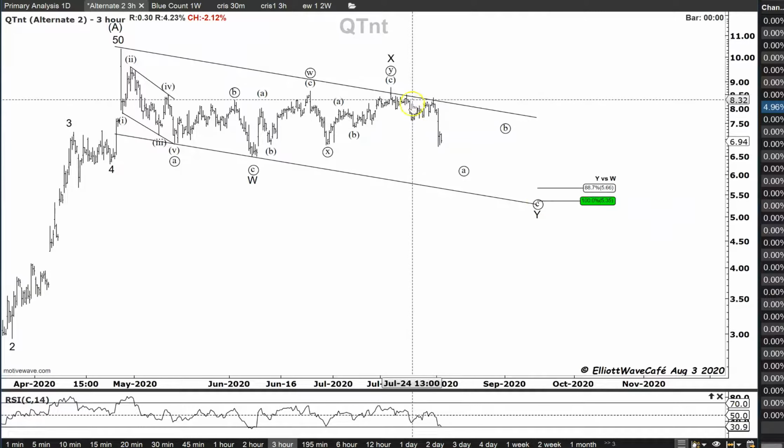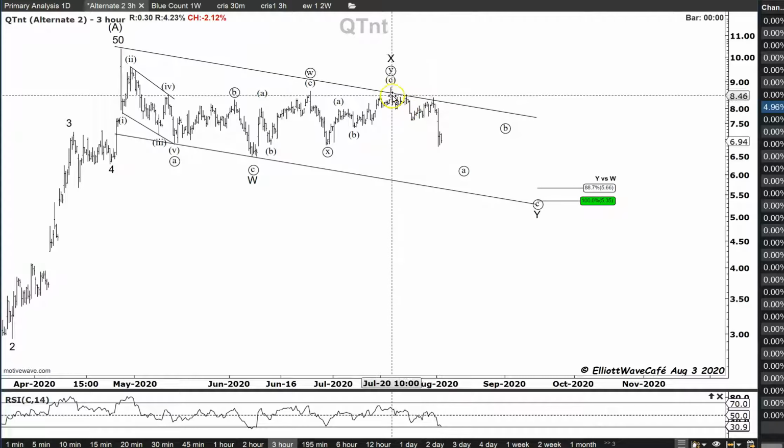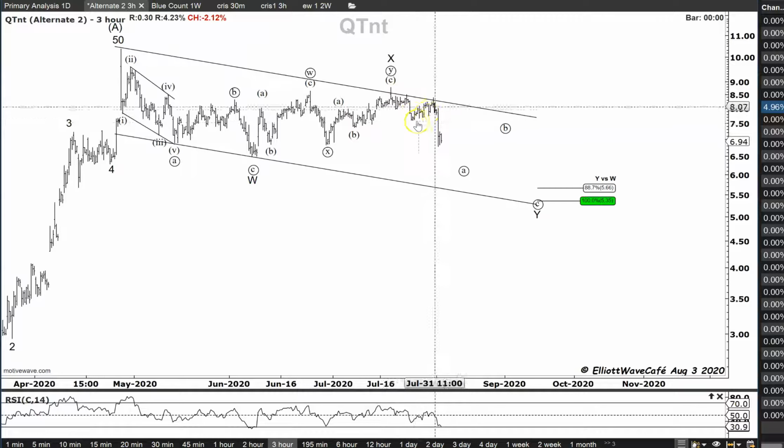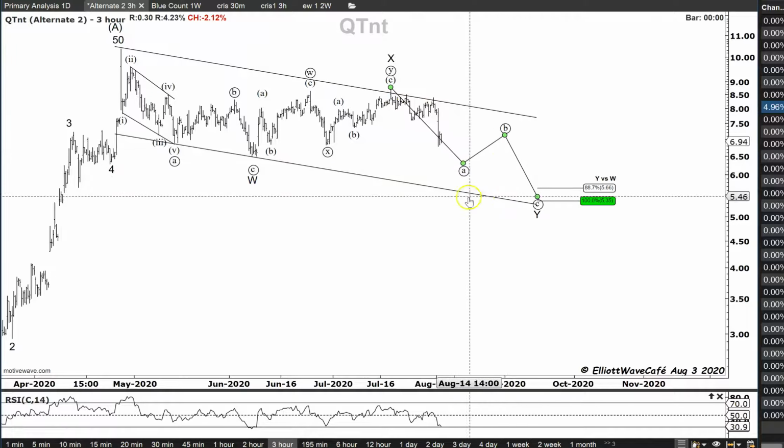So this could be a 1, 2, 1, 2, a little small degree violation in here. I'm fine with it. There's nothing crazy here. But clearly impulsive corrective, 1, 2, 1, 2, 1, A, B, C. I don't think so. Could be a flat, because this would be like an expanded C wave. But I think it's a 1, 2, 1, 2, 3, 4, and 5, 4, and 5 for an A, B, and C. So that's what I mean.